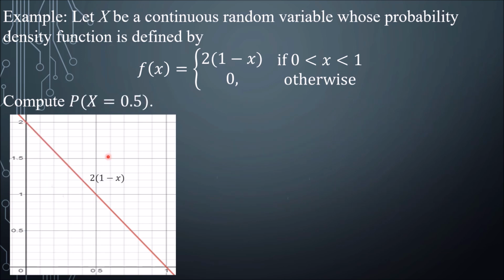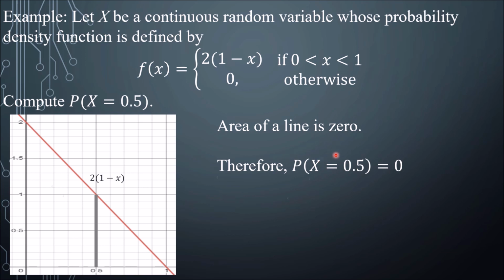Okay, let's have another problem, but the same given. Compute the probability that x is equal to 0.5, so exactly 0.5. The area of a line is 0. This is the line at 0.5. Therefore, the probability that x is equal to exactly 0.5 is equal to 0. It means that it's nearly impossible to have 0.5 among all the infinitely many outcomes. All the numbers here are infinitely many, so 1 over infinitely many is nearly equal to 0.